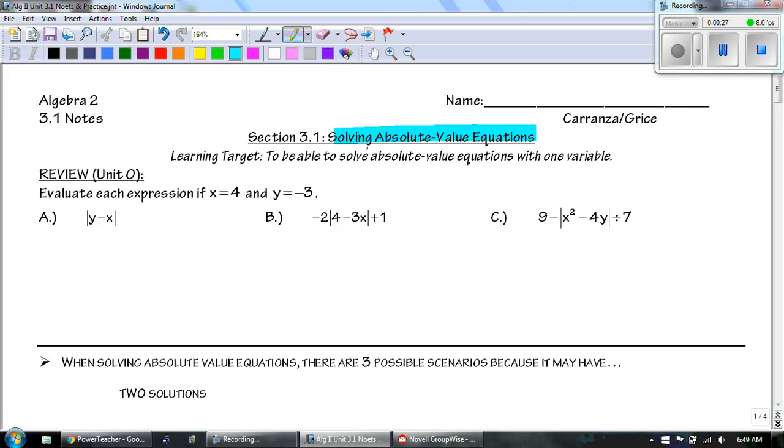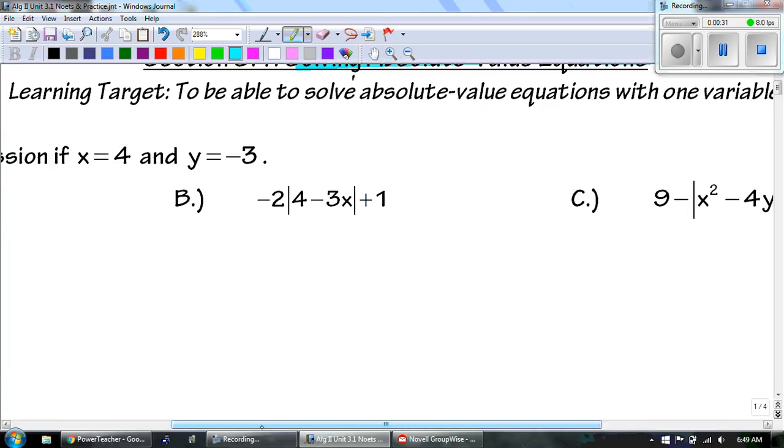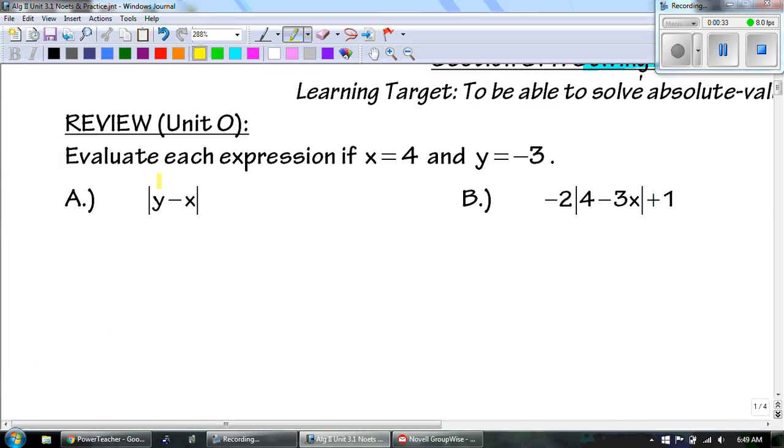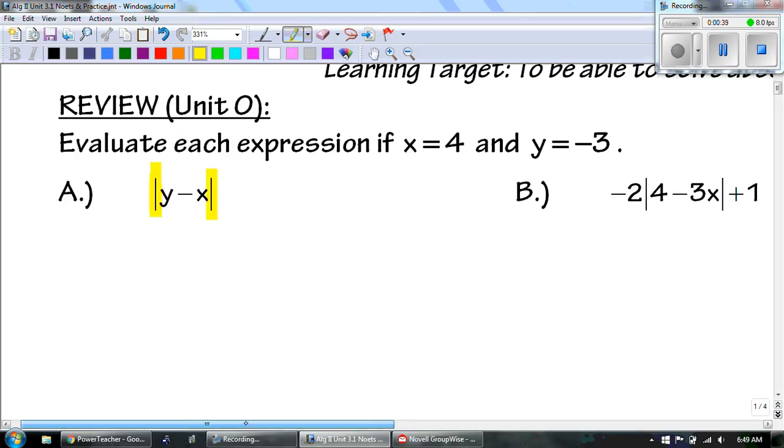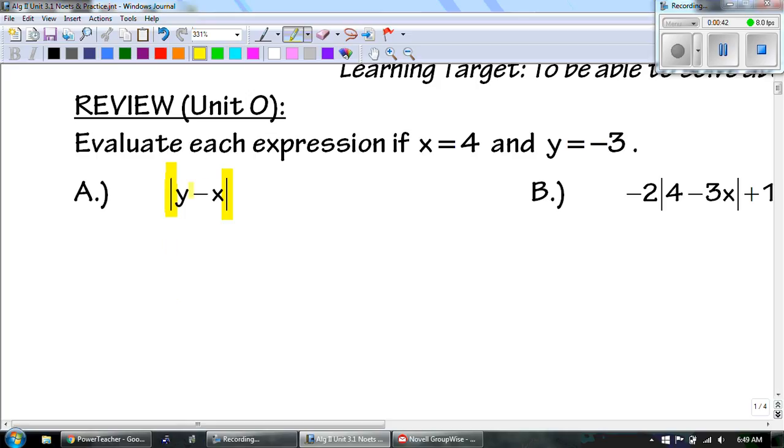Evaluate each expression if x equals 4 and y equals -3. But what are those? Oh, those are absolute value brackets. And remember that absolute value is the distance that a number is from 0. So when we plug in, we keep the brackets, okay? They don't go away. And let's start plugging in.